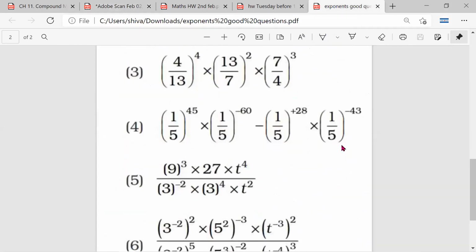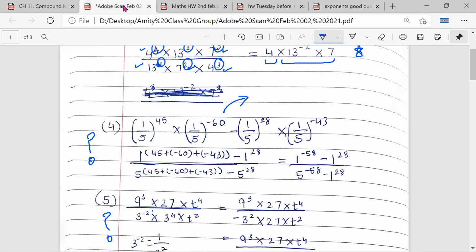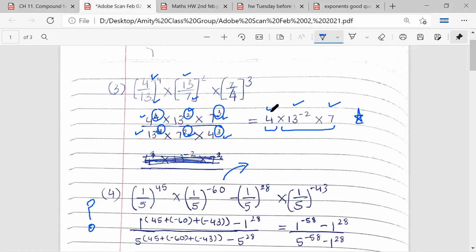Now let us try to understand. I simplified it and then I wrote my answer. Okay. So have you written the answer like 7 into 4 upon 13 square is equal to 28 upon 169? Have you written this as the answer? Yeah, same. It is absolutely okay.